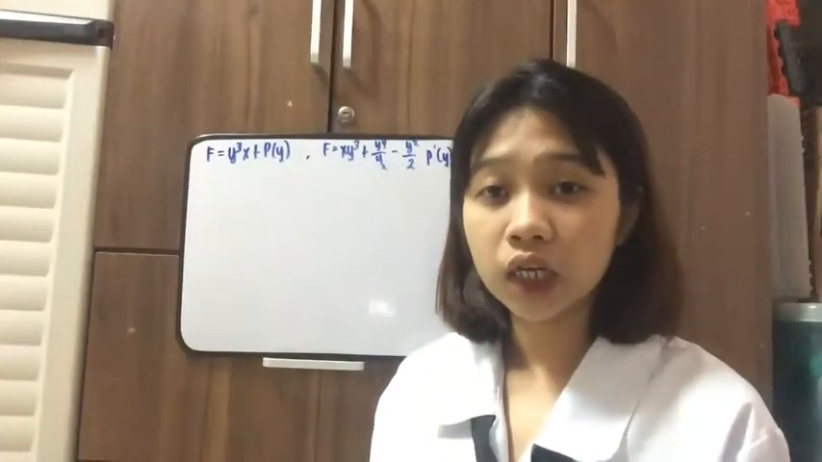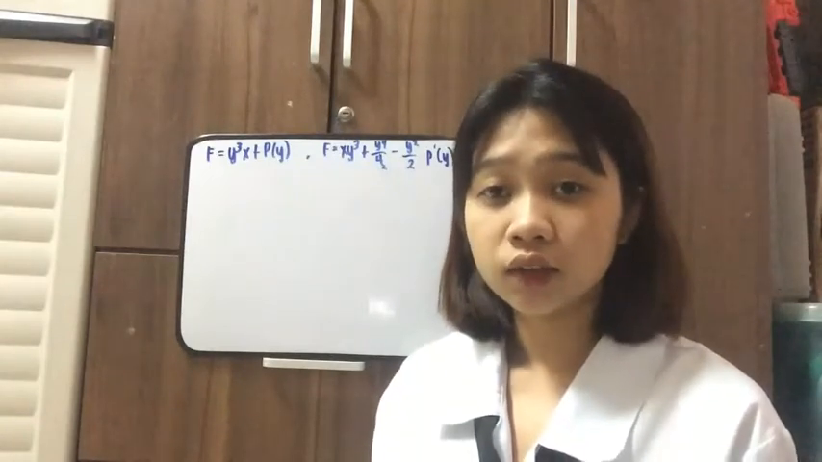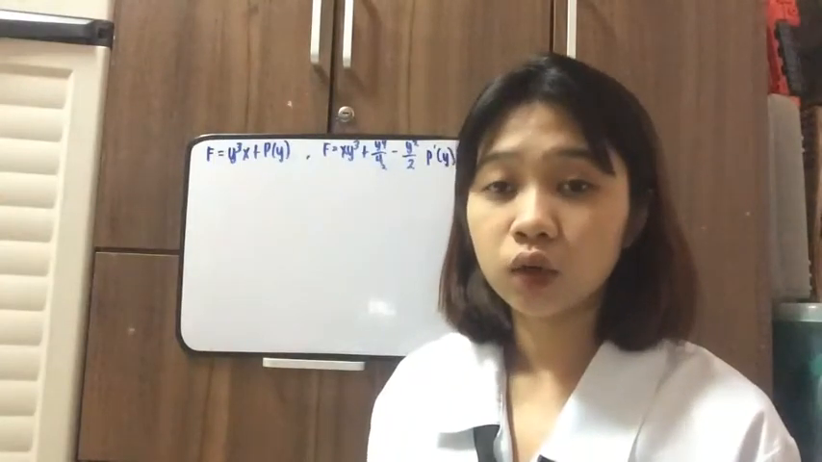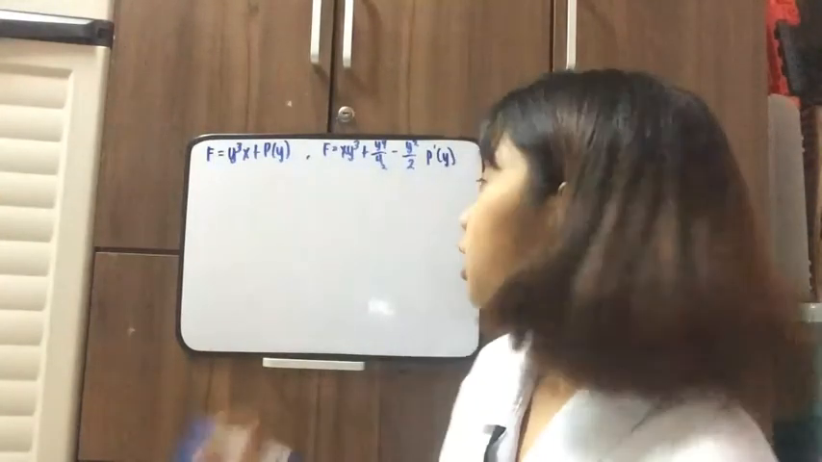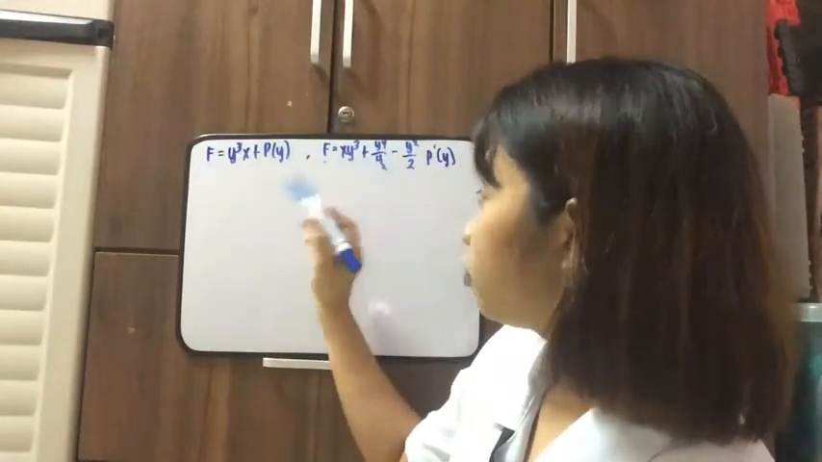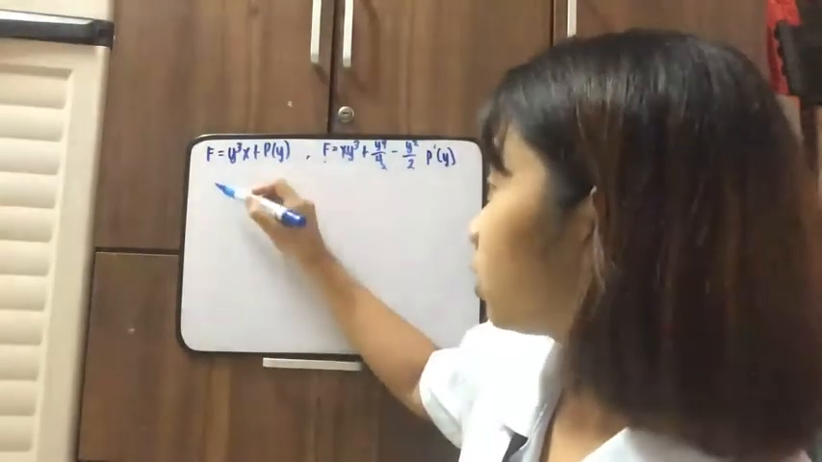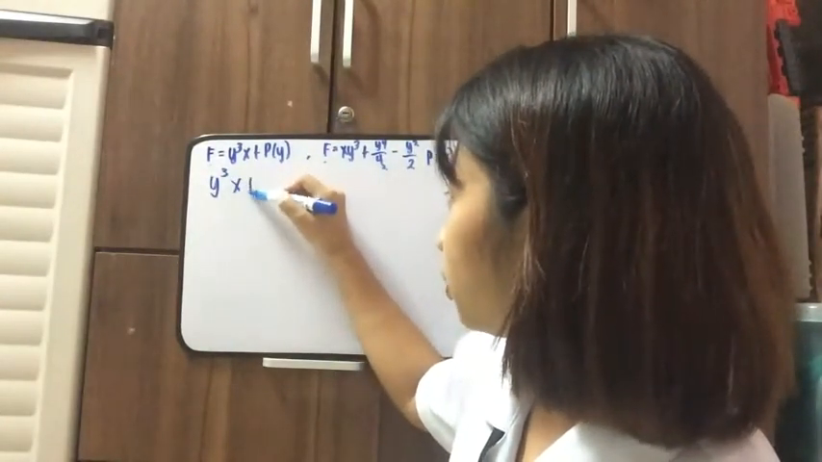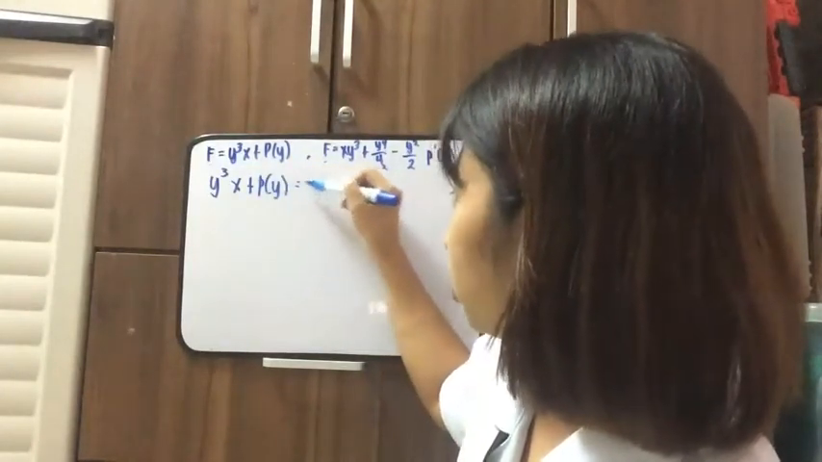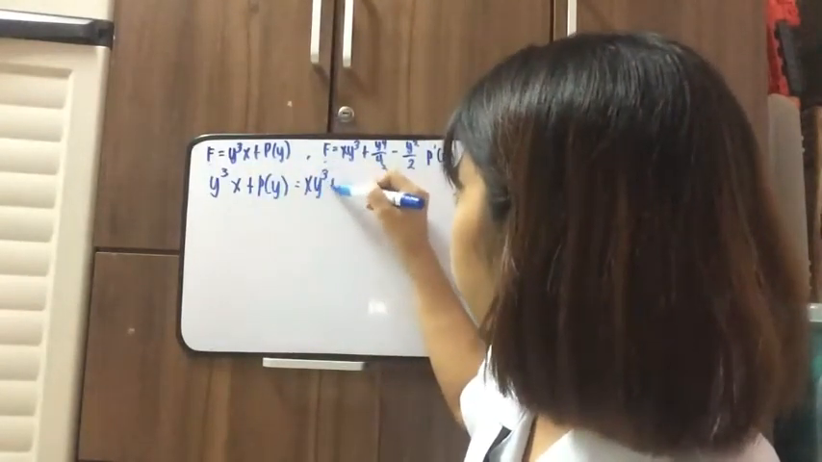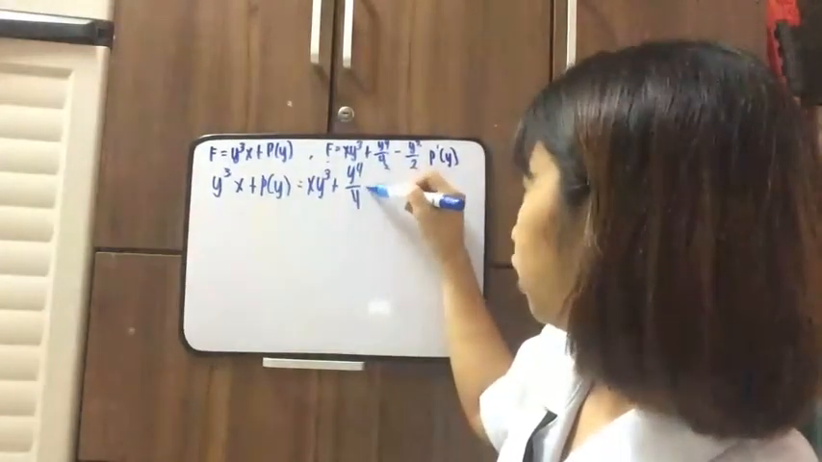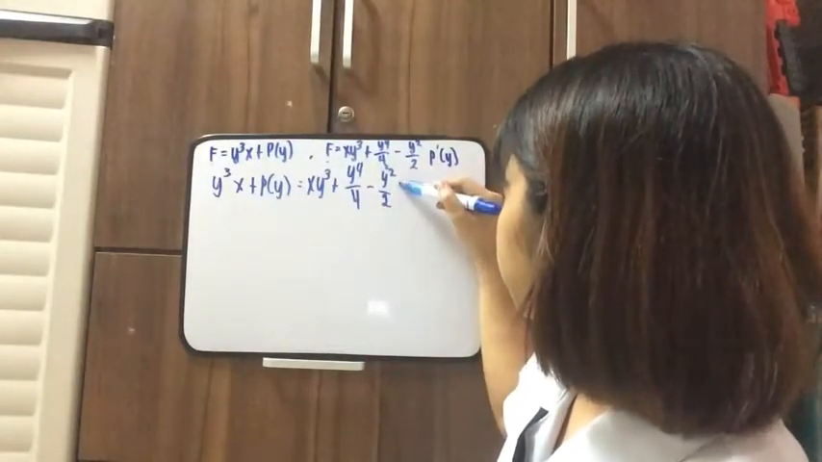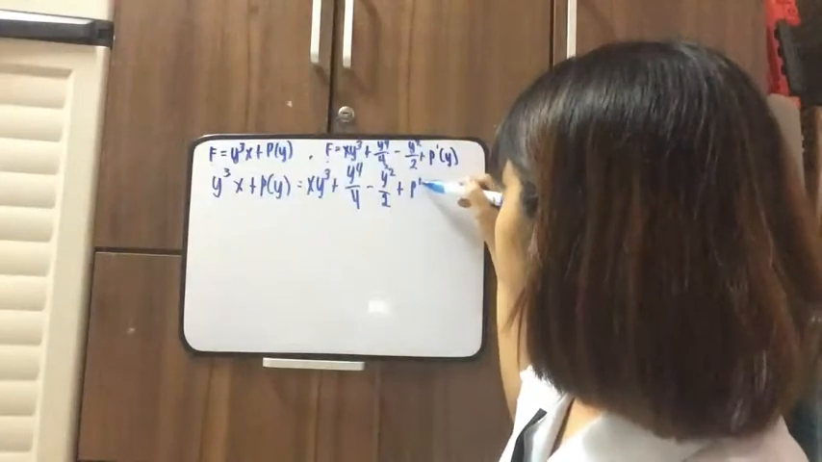We're now down to our last process. In order for us to arrive at our general solution or our final answer, we need to evaluate our f. Since they are both f, we can evaluate them. So, it will become like this. Y cube x plus p of y equals xy cube plus y raised to 4 over 4 minus y squared over 2 plus p prime of y.